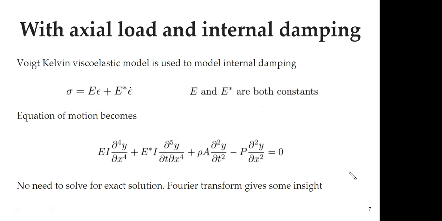When the axial load is applied and if we also consider internal damping, I used a Voigt-Kelvin viscoelastic model to model the internal damping. We will get the equation of motion like this. Now we don't have to solve this complicated equation for an exact solution. Just by taking Fourier transform, we can get some insight into the equation.